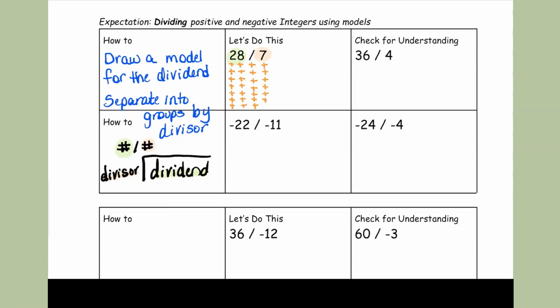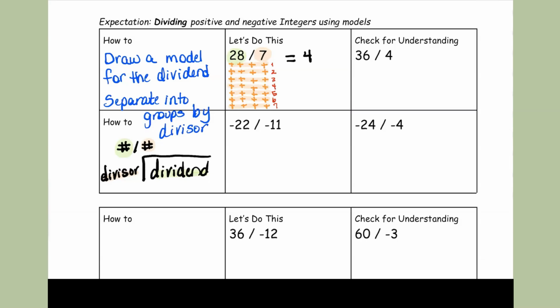24, 25, 26, 27, 28. Now what we want to do is to take those 28 pieces and divide them into 7 separate groups. So you see, if I go horizontally across, I can show that there are 7 groups going horizontally. And I can number these groups just to make sure that there are 7 that I'm looking for. 3, 4, 5, 6, 7. Now we can see each group has 4 positives. So 28 divided by 7 is a positive 4.